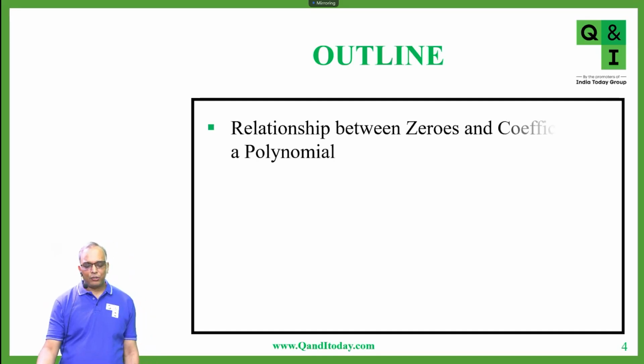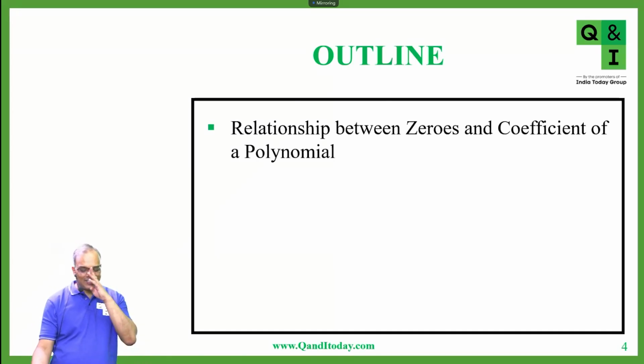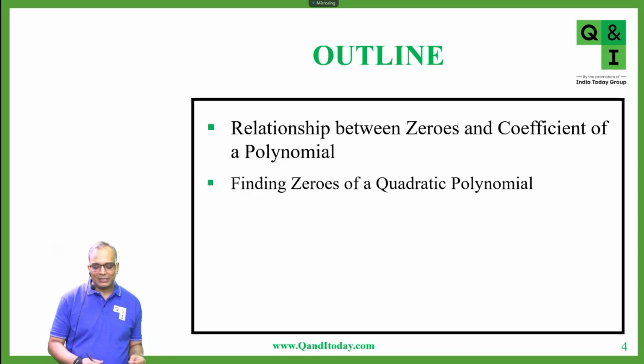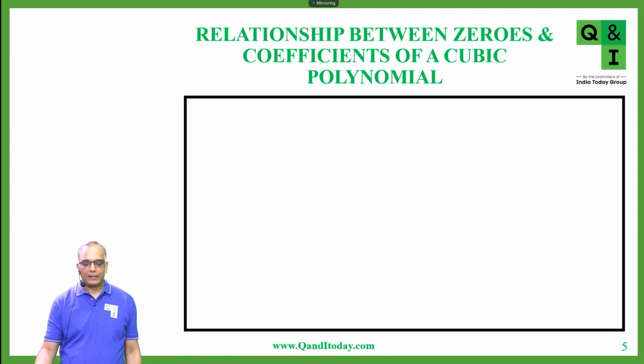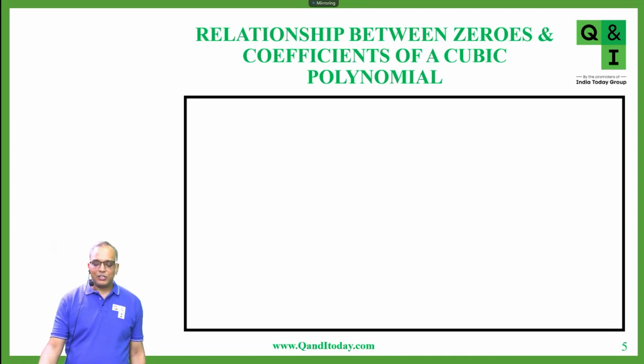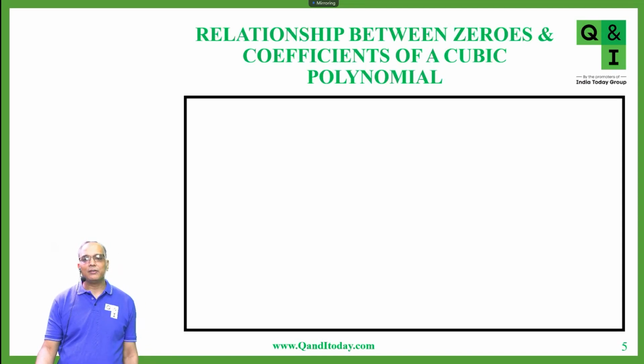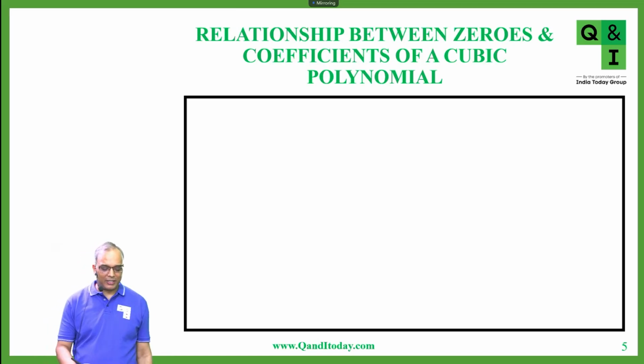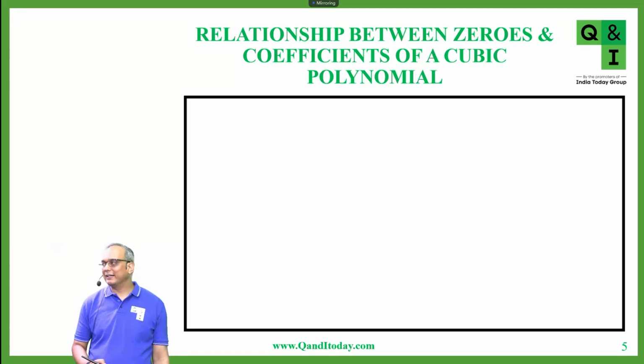Now the outline for today's class, students: we'll do the relationship between zeros and coefficients of a polynomial, and we'll also do questions based on finding zeros of a quadratic polynomial. So the relationship between zeros and coefficients of a cubic polynomial, we'll start with this. I'll just quickly recap what we had done in the earlier class.